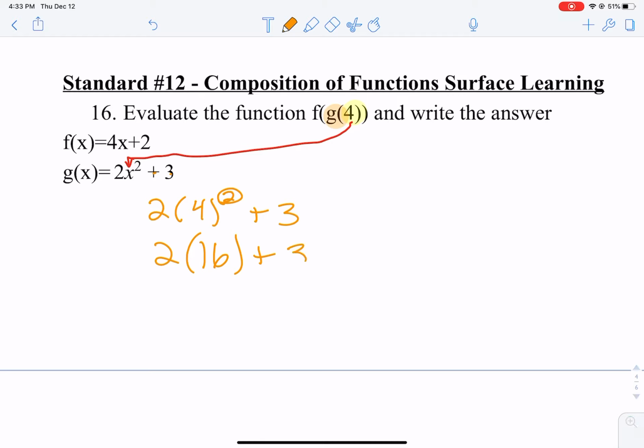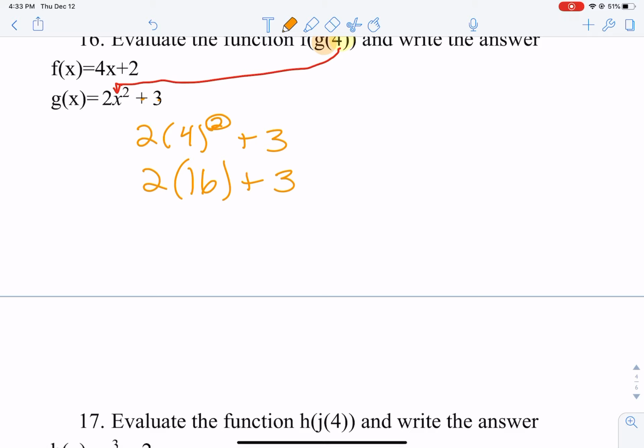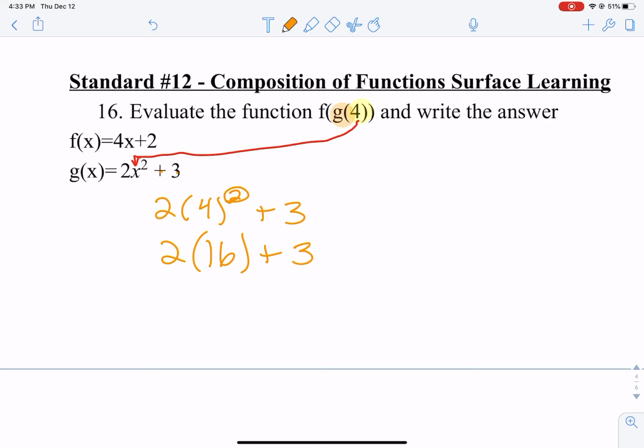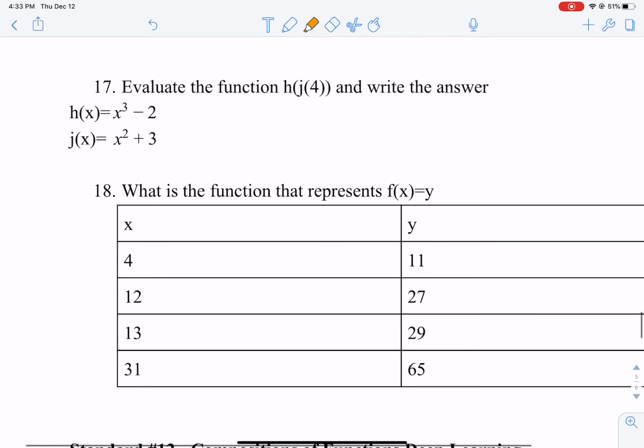Remember, you got to do PEMDAS, so you got to square first, exponents before multiplication. So 16 times 2 is 32, plus 3 is 35. All right, so the answer is just 35. We're done. Number 17, evaluate h of j of 4.